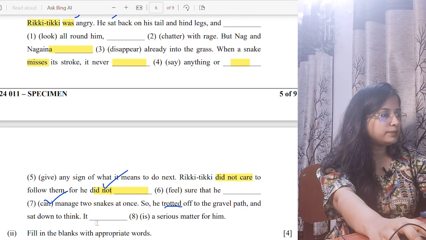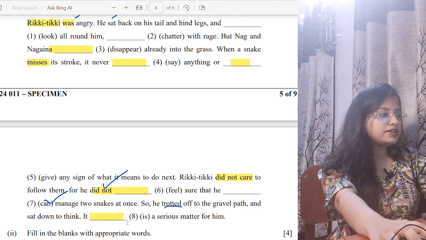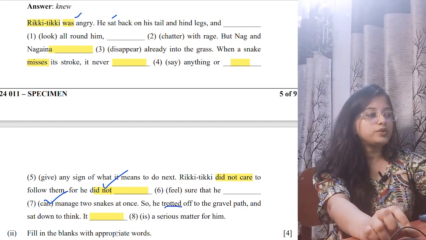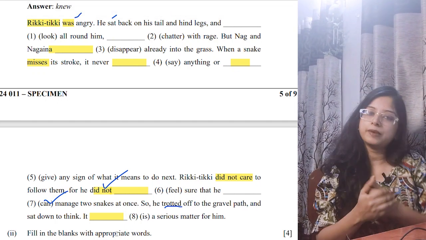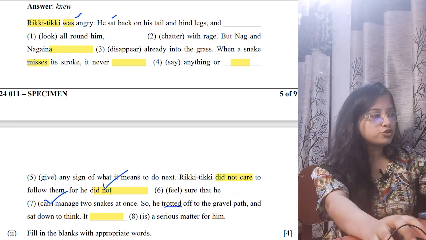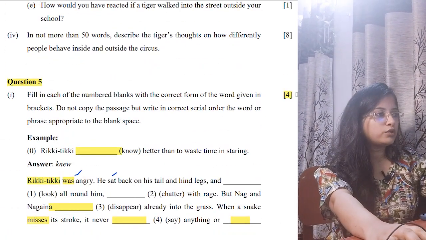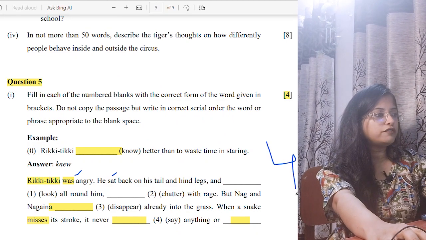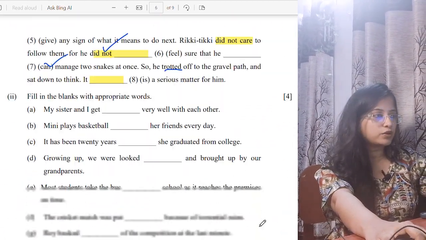Last one, the 8th blank, it dash a serious matter for him. This is also happening in the past when Rikki Tikki was angry. So we will write it was a serious matter for him. I believe you should get 4 out of 4. There are 4 marks over here as you can see. So tell me how much you have scored out of 4. Okay, write to me in the chat box.